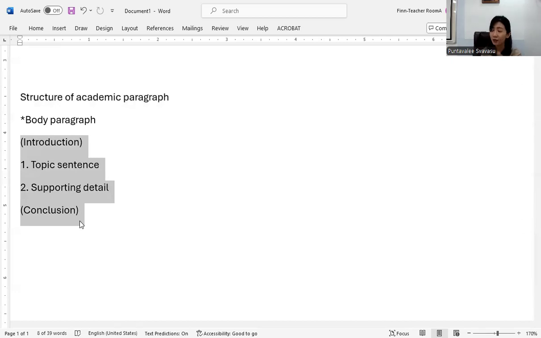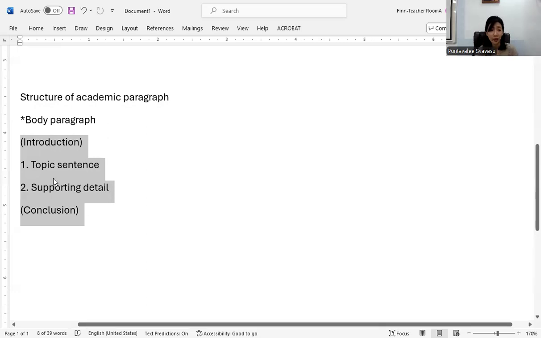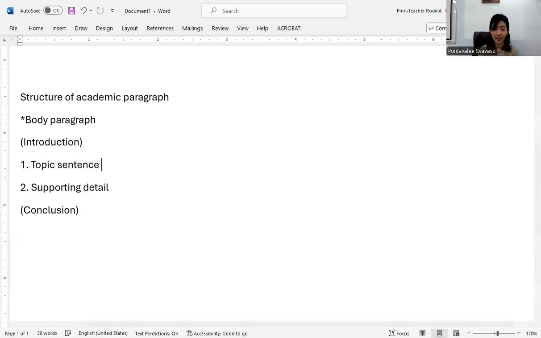When you write a paragraph, you should follow this order, and also when you read something academically, it would more or less follow this pattern as well. The main components would be the topic sentence and supporting details. When you read a paragraph, you should find the topic sentence and also its supporting details. A topic sentence means the main idea of a paragraph.